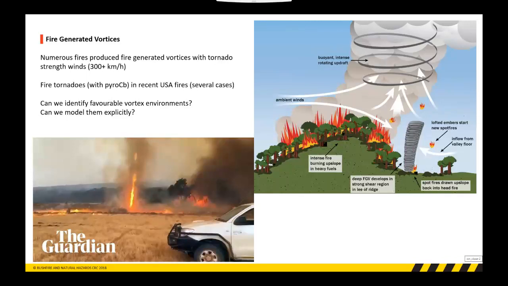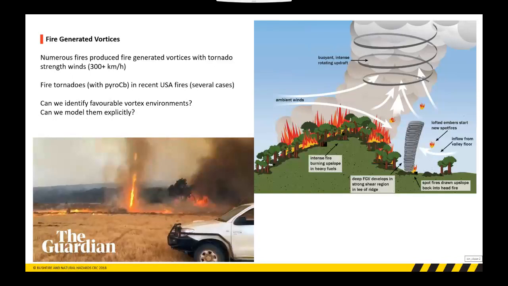We did a report on one of the incidents here in Australia, and what we've got on the right is a schematic that we've produced for communication to the fire agencies about what some of the ingredients are that contribute to these things forming. So one is an intense fire burning up a lee slope, obviously heavy fuels, a lot of energy release. You can't have too much ambient wind, so there's a sweet spot in the ambient winds.